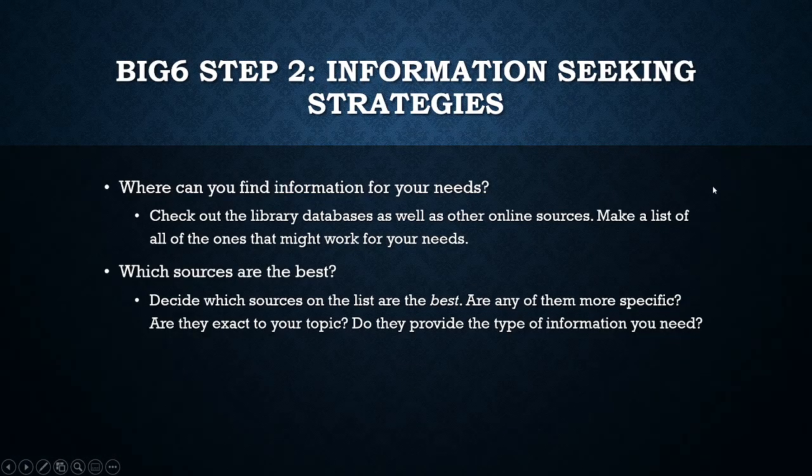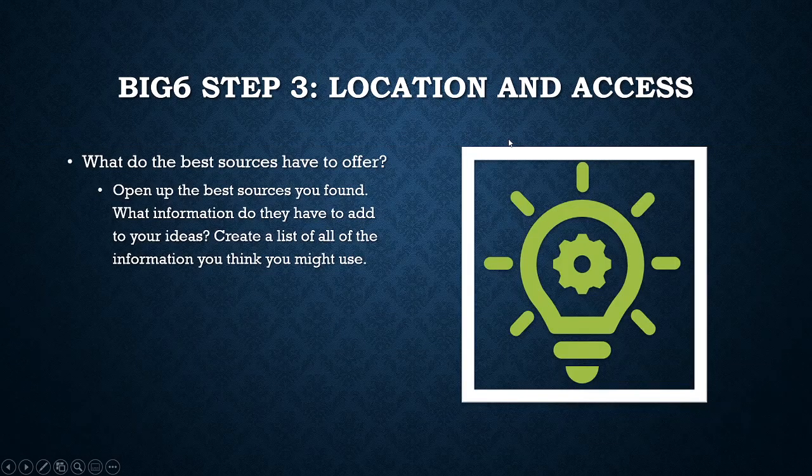Step two is looking at your information seeking strategies. Where can you go to find the information for your needs? So a good way to start is with our library databases, which are going to connect you with a lot of different kinds of sources that might work, as well as other online sources such as Google Scholar. Or if you are doing news, there are plenty of news websites that post a lot of information. Start out by making a list of all the ones that might work for your needs. And then after you have that list complete, which of those sources are the best? Decide that, and then look at which one of them are more specific or more exact to your topic, and of course, if they provide the information you need based on what you decided in step one.